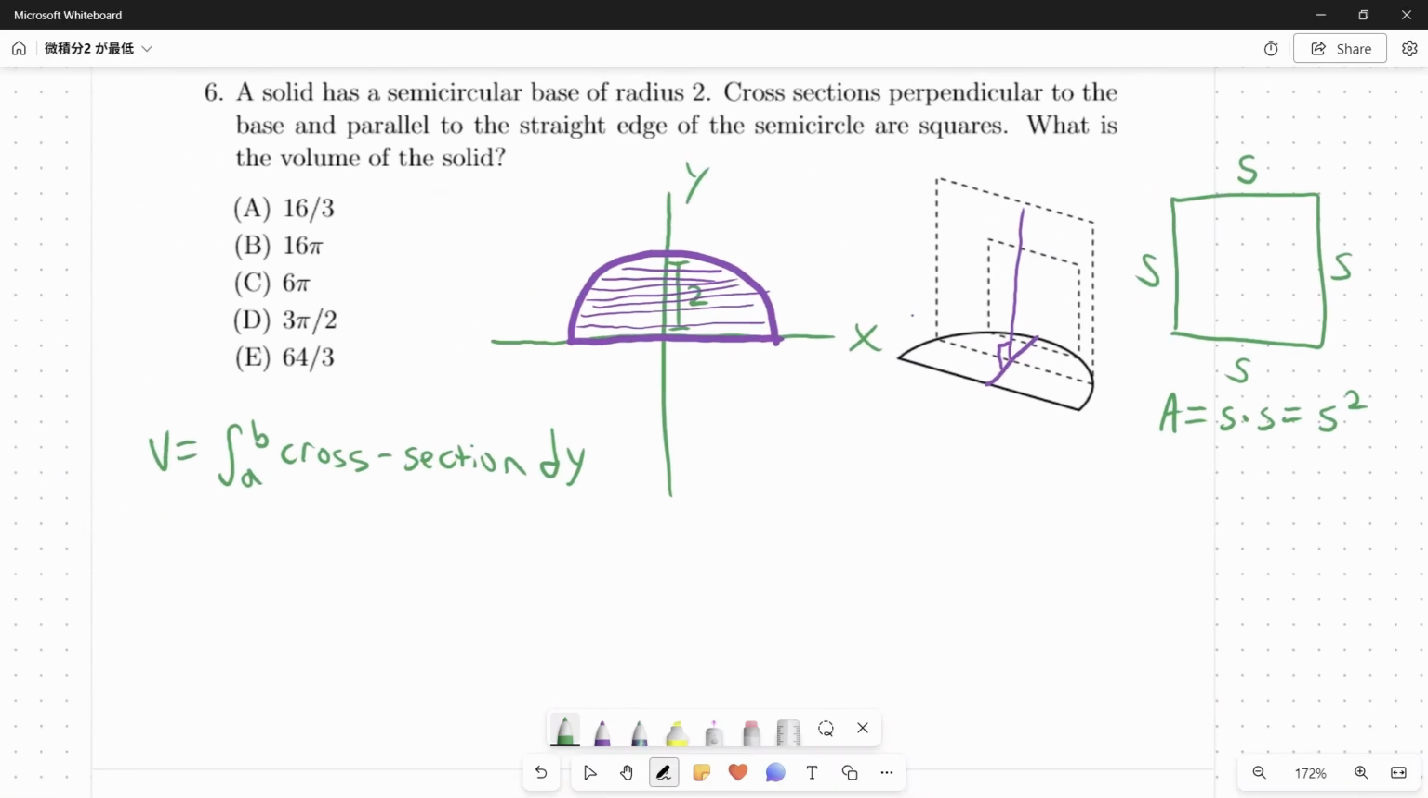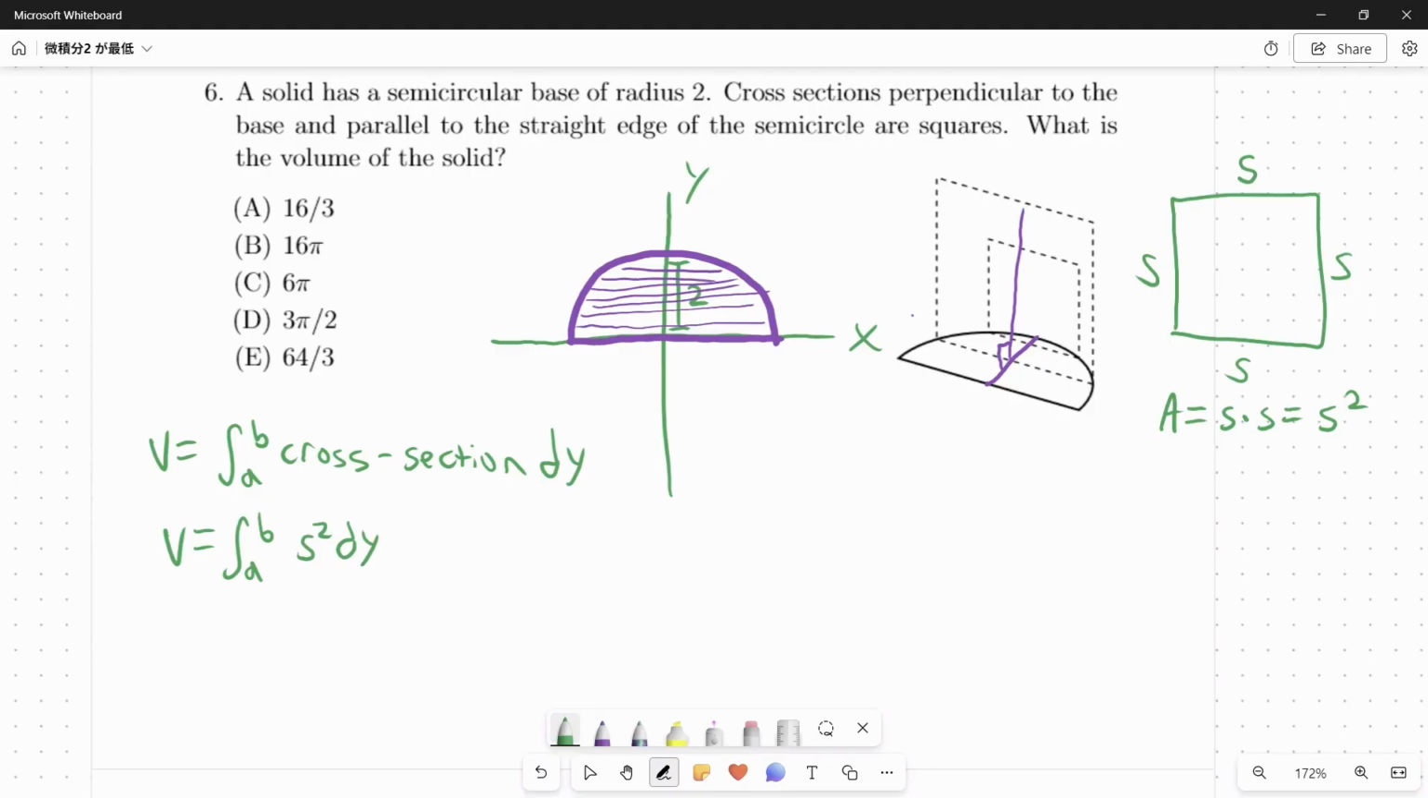And then we can plug that into our volume formula. We can say that V is going to be equal to the integral from A to B of just S squared with respect to Y. Now we're integrating with respect to Y, but we have this S in here, and we don't know what that is. So we also have to come up with what S actually is going to be, because we don't know what the length of our cross section is going to be. We just know that the area is going to take the form of S squared, but now we have to figure out what S actually is.